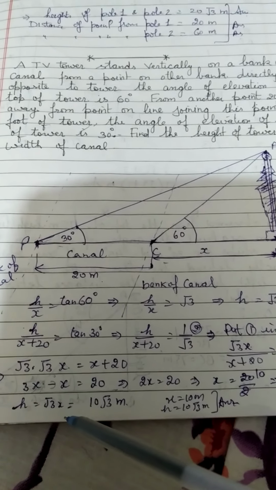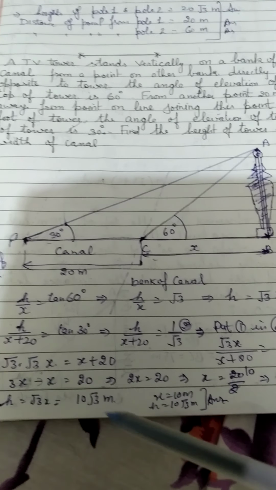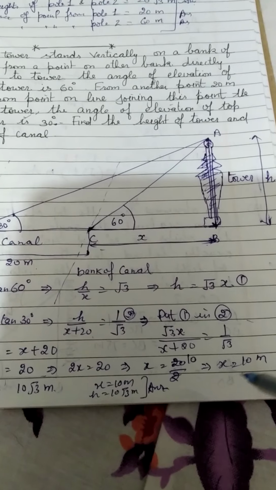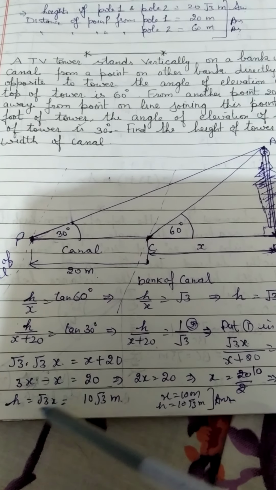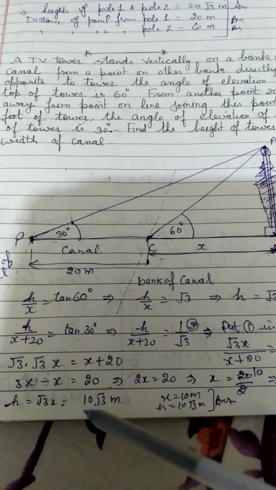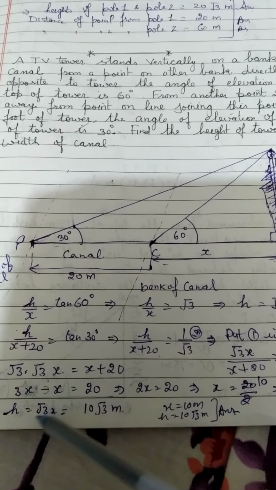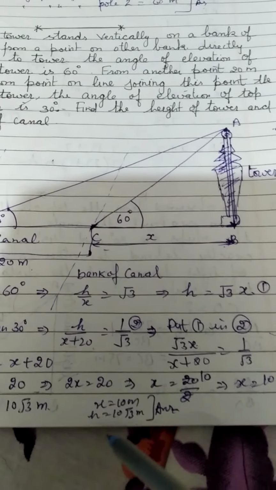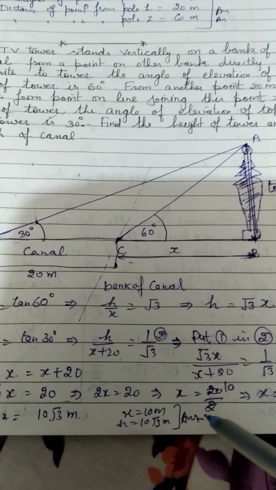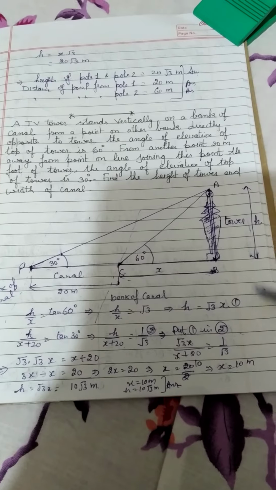H is equal to square root 3x. We have found out x is equal to 10 meter. Then we will put the value of x here. H is equal to square root 3x. X was 10. Then it will become 10 square root 3. H is 10 square root 3 meter. X is 10 meter and H is equal to 10 square root 3 meter. These are the two answers that we have got in this question.